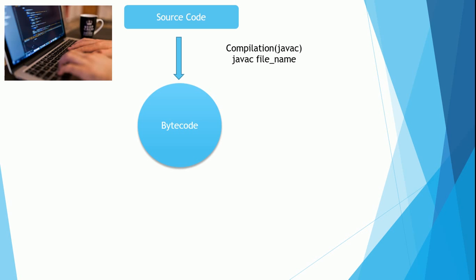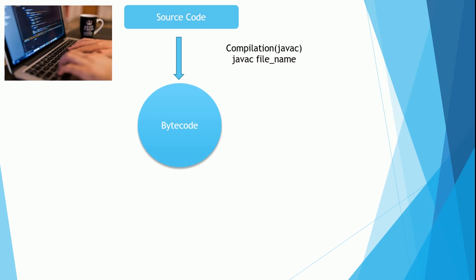But the job has not completed, because we want output from the machine, and compilation gives us only the bytecode. After that we have to create the executable file, which will give us the actual output. So to execute the file, we have the JVM.